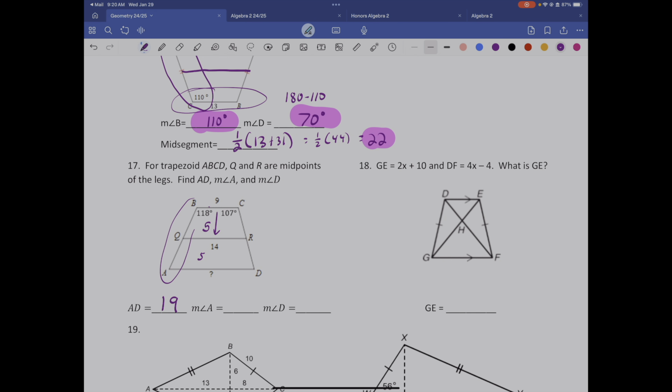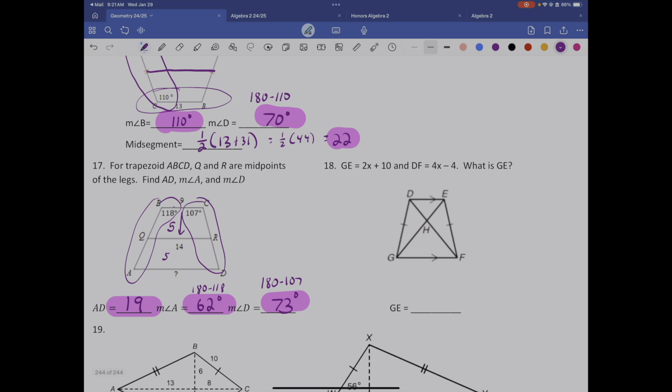The leg angles have to add up to 180. So 180 minus 118 is 62. And then same thing over here to find angle D. It's 180 minus 107, which is 73 degrees. So there are your 3 solutions for that one.